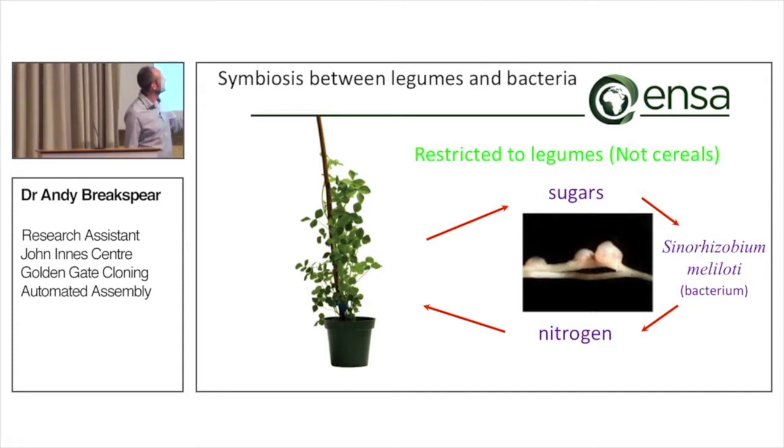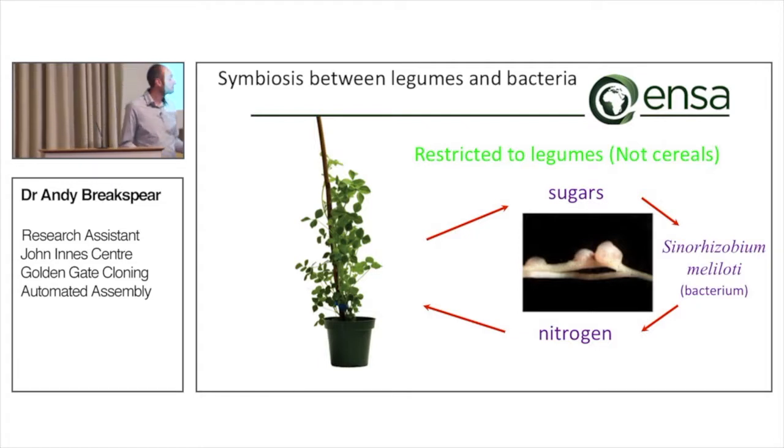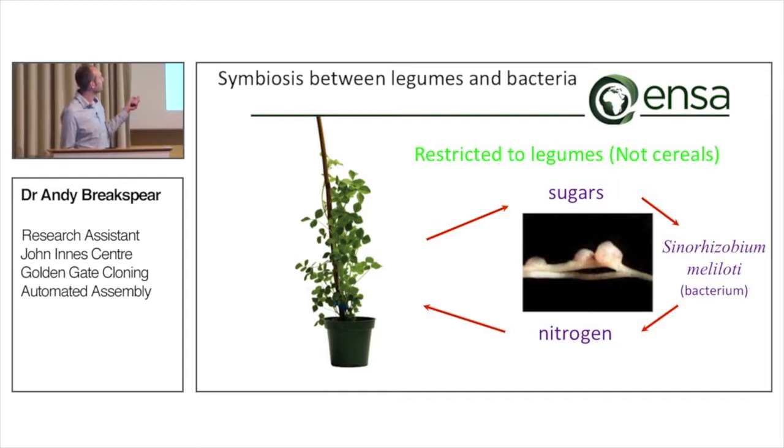I have to talk a little bit about the biology of the beast that we started to work with. This is Medicago truncatula, but importantly, it's a legume. It's like peas and beans, and it's got one very cool trick up its sleeve. It's able to team up with a nitrogen-fixing bacterium, Sinorhizobium meliloti.